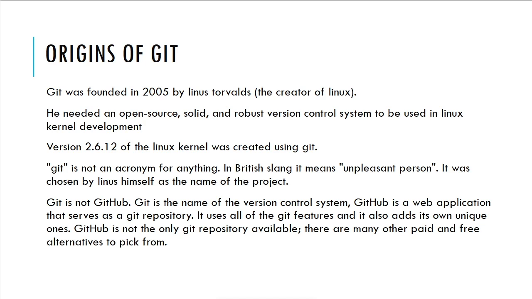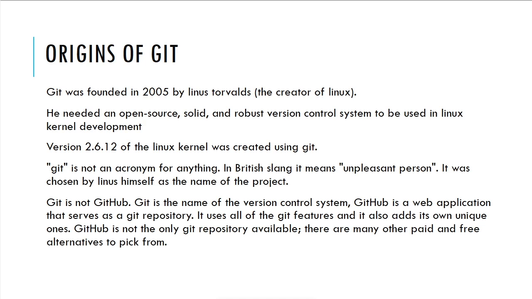So, since we are going to study Git in this course, it's worth noting some of the history of Git. Don't worry, this is not going to be long or boring. It's just less than a minute of some interesting information about the origins of Git I thought you might be curious to know. Git was founded in 2005 by Linus Torvalds, who is also the creator of Linux. Linus needed an open source, solid, and robust version control system to be used in Linux kernel development. So he devised the Git version control system, and he used it in his kernel development project. And it's also worth noting that version 2.6.12 of the Linux kernel was created using Git.